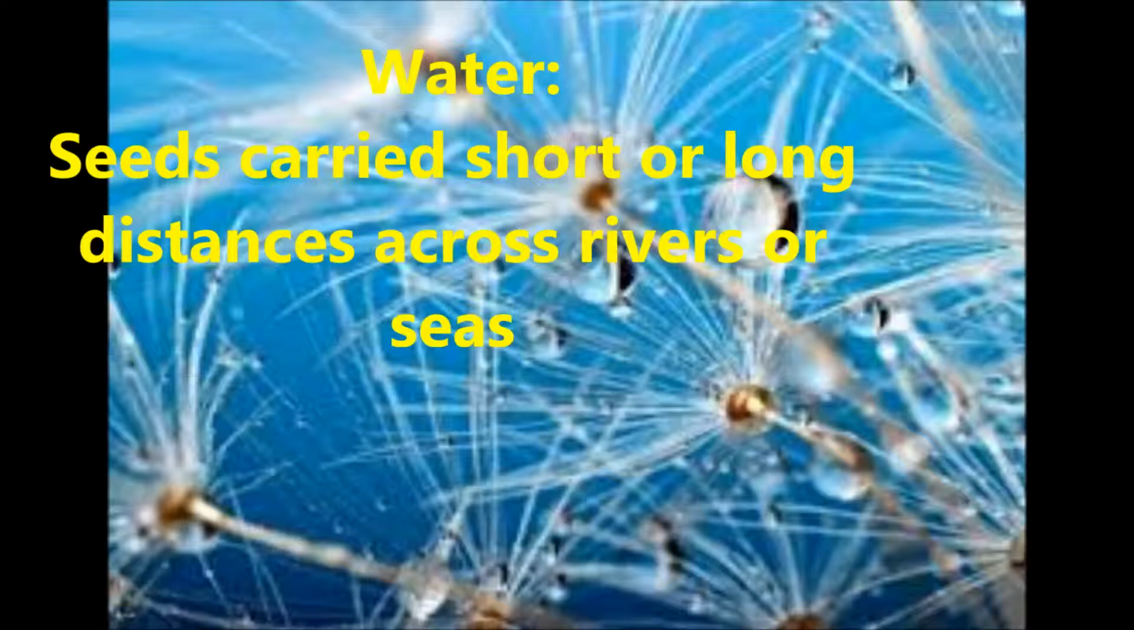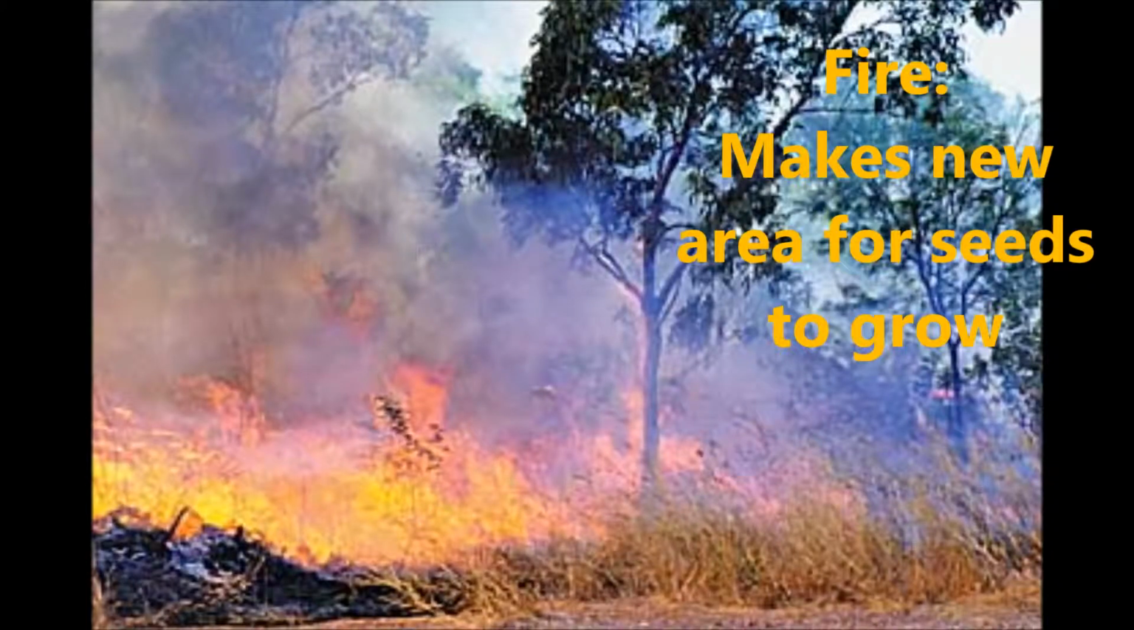Water is another form of seed dispersal. This is where seeds are carried short or long distances away from the parent plant across rivers or seas. If the parent plant dies, the capsules open and the seeds are released. As callistemons grow along the water, the seeds float away from the parent plant. After a fire destroys the plant, this makes area for new seeds to grow.